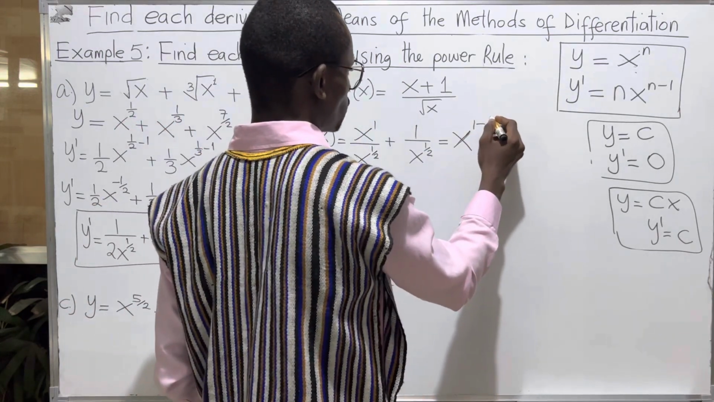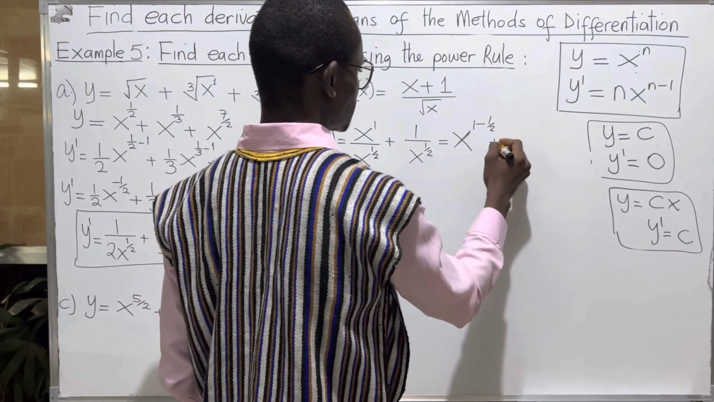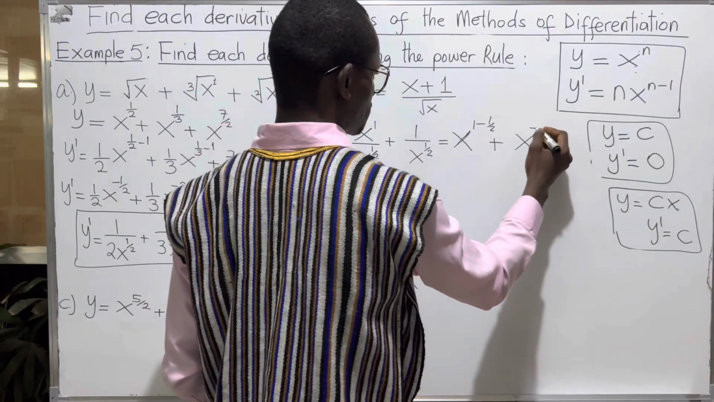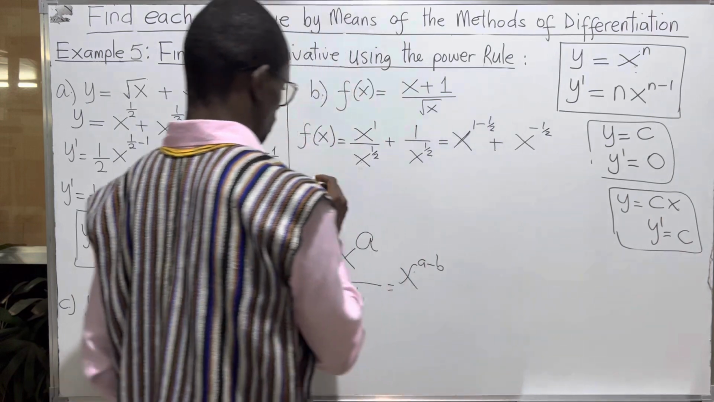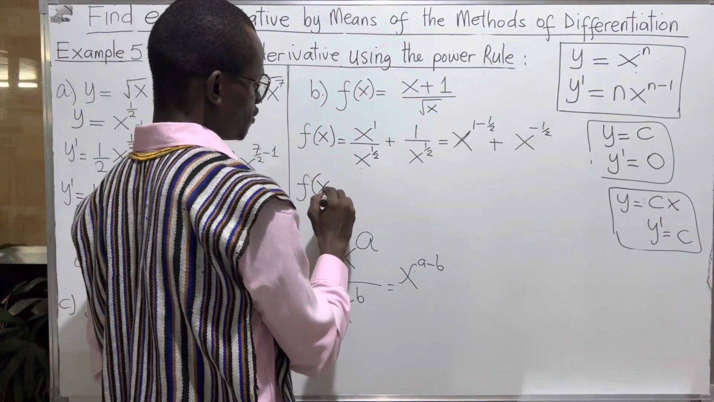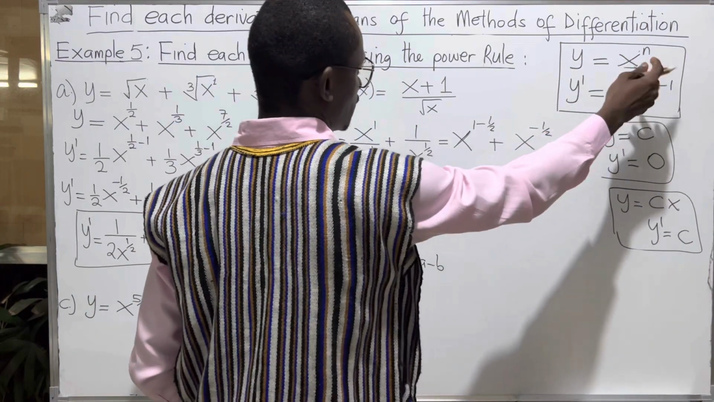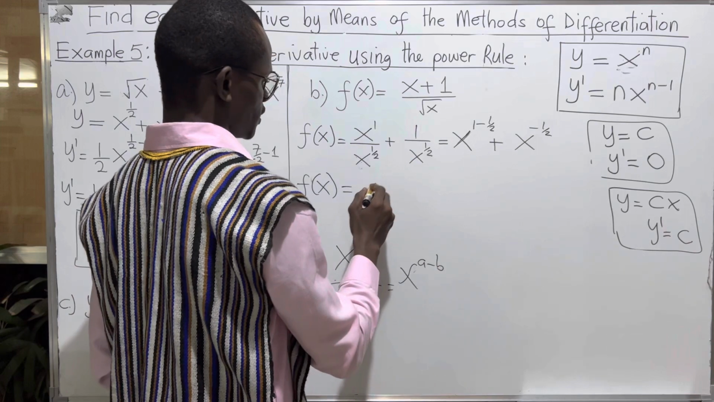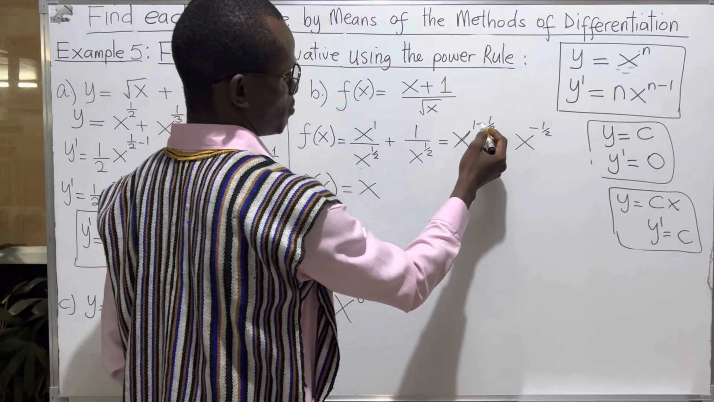So it's just 1 minus 1 over 2, plus x raised to the power. Now we send this 1 over 2 from the denominator to the numerator, it becomes negative 1 over 2. So we have not started differentiating, we're just trying to simplify the problem so that it appears in that form. So now we have x raised to the power 1 minus half.